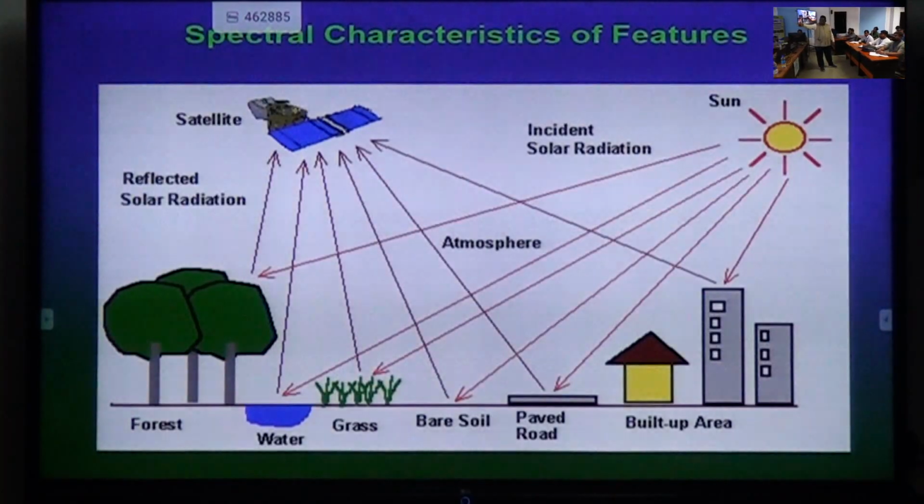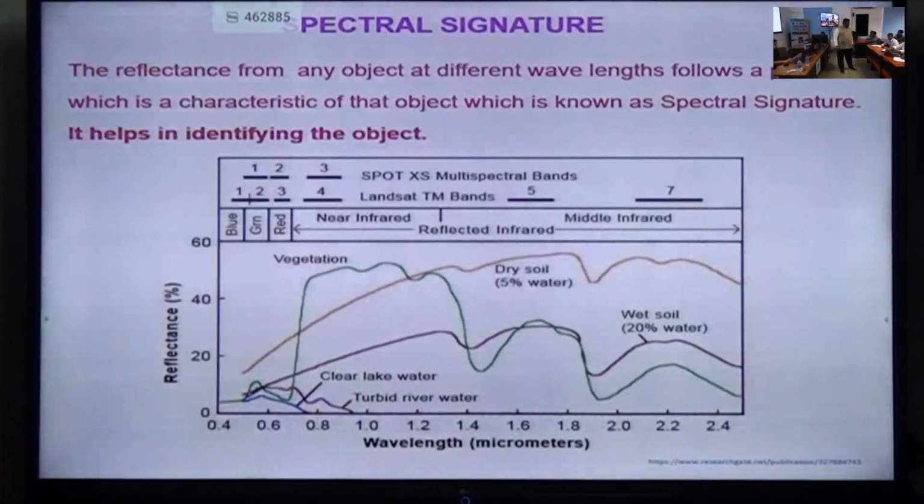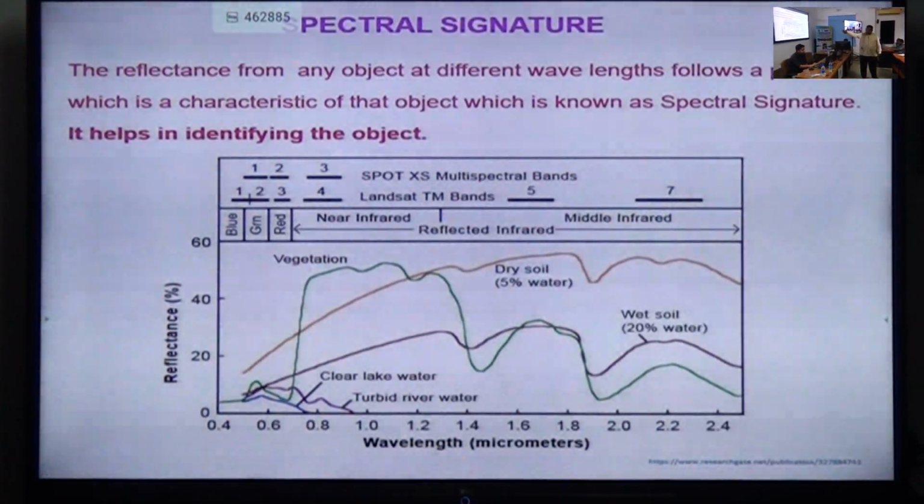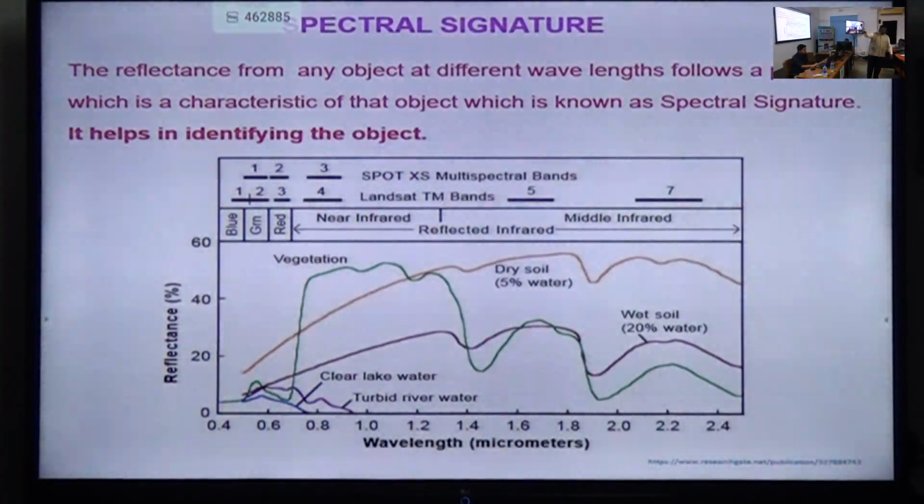The dark blue color is the clear water. Then after that, turbid river water. The vegetation is shown. Dry soil, wet soil is shown. So what are the x-axis and y-axis? The y-axis is reflectance percentage, and the x-axis is wavelength. As the wavelength increases, how does the dry soil behave, how does the wet soil behave? Both are soils, but depending on the wavelength, the reflectance varies.